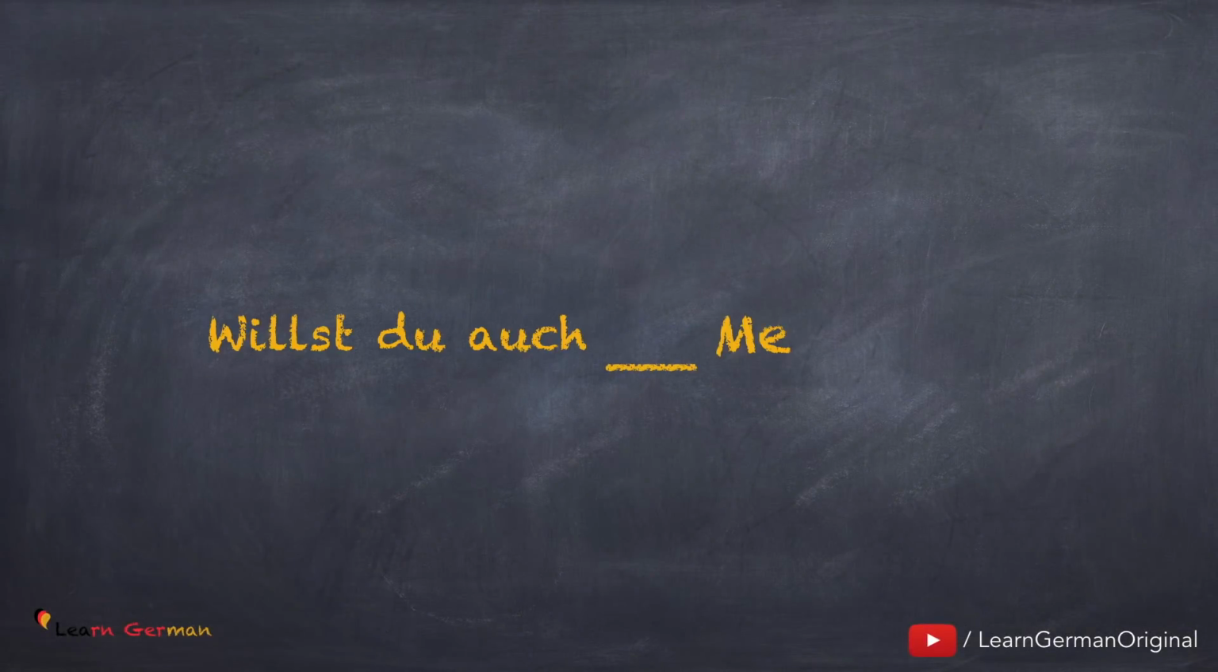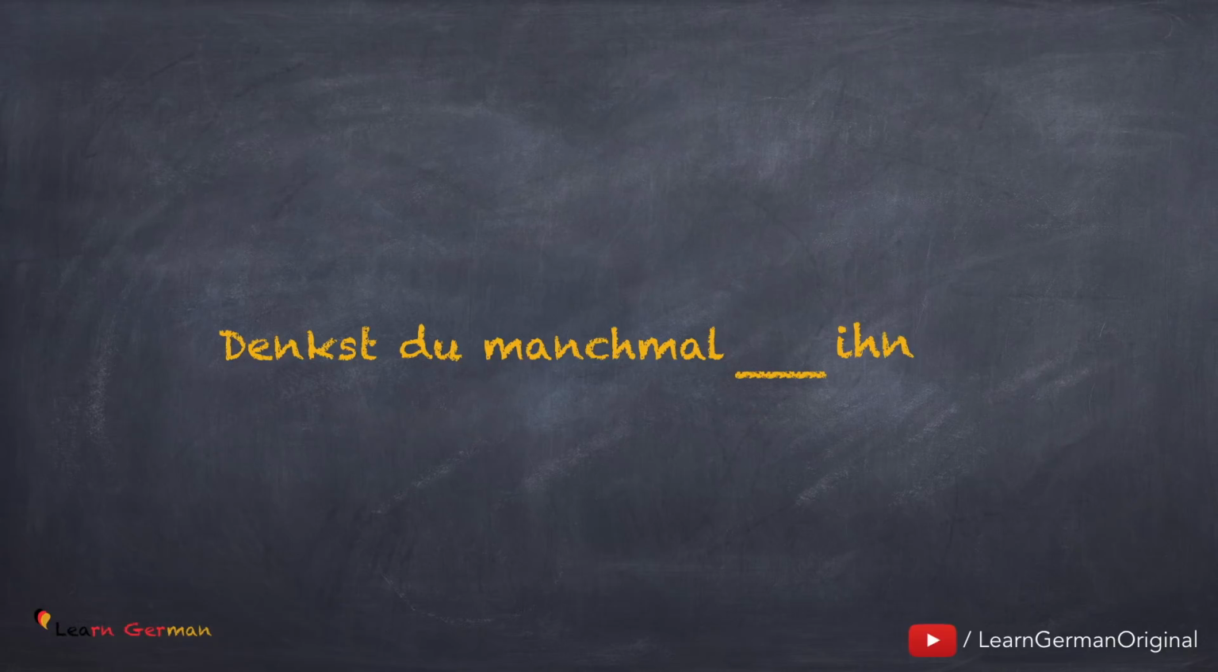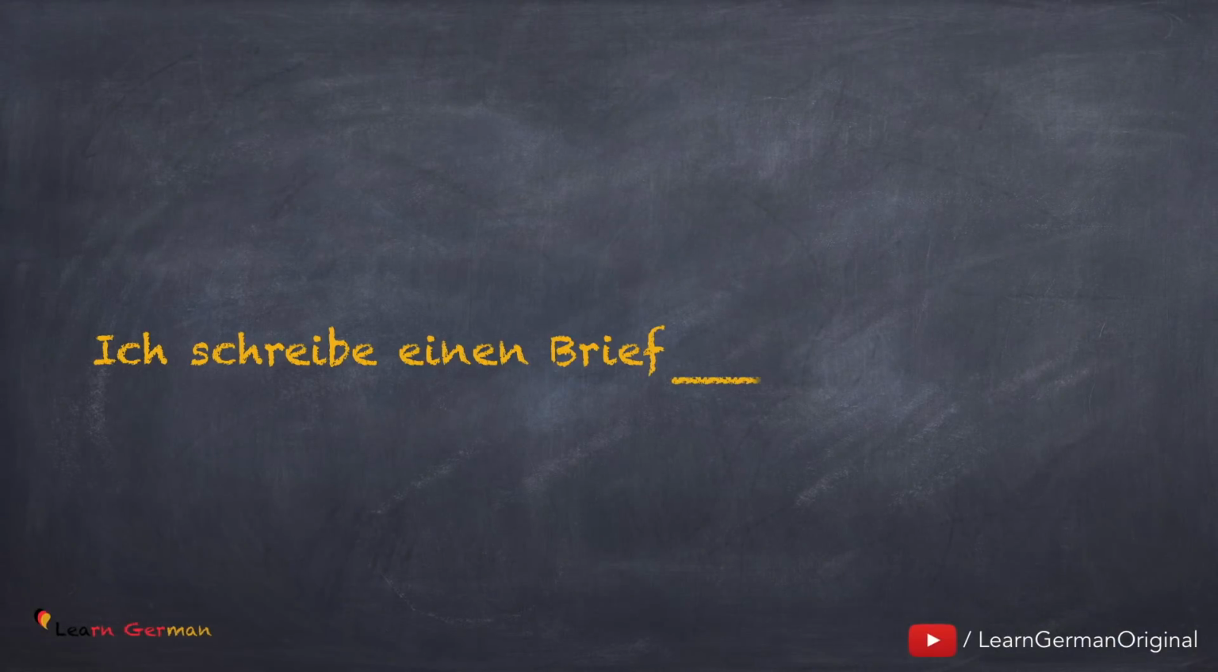Let's move on to the next one. And your answer should be: Willst du auch ans Meer? Now try to do the next one. The verb denken always takes the preposition an. Your answer should be: Denkst du manchmal an ihn? Now let's try to do another one. And your answer should be: Ich schreibe einen Brief an meine Eltern.